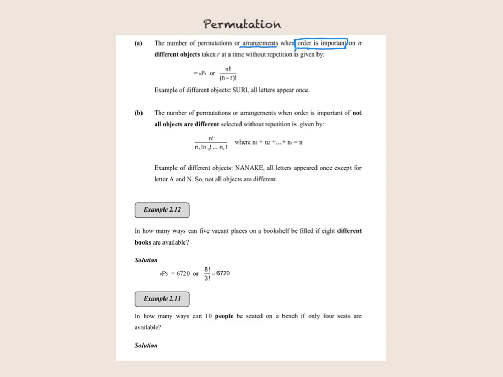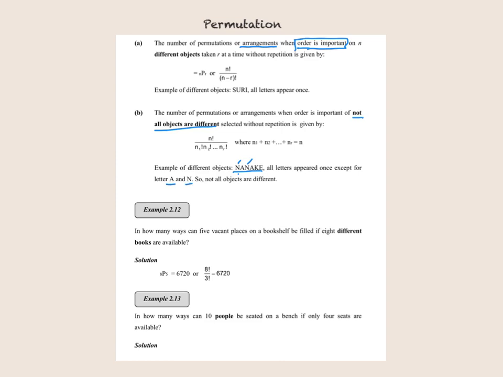The second formula: the number of permutations or arrangements when order is important, but not all objects are different. So this is the formula. N is the total. Look at the example here, Nana ke. We have two different objects, but then it is not different. We have 2N and we have 2A. All letters appeared once except for letters A and N. We have 2A and 2N.